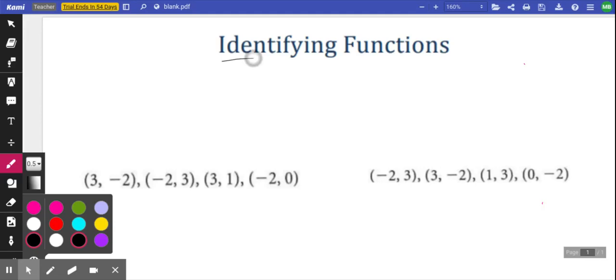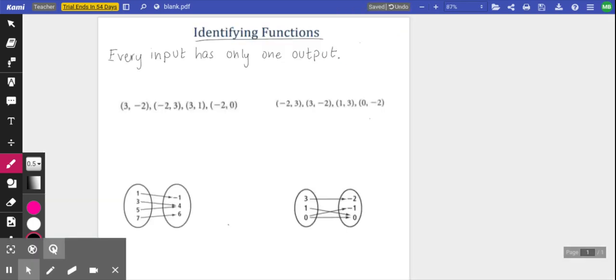Let's remember how to identify a function. To start off, we have to remember what a function is. The definition of a function is every input has only one output. There's another way for us to think about that. As a reminder, input is referring to our x values, output is referring to our y values.